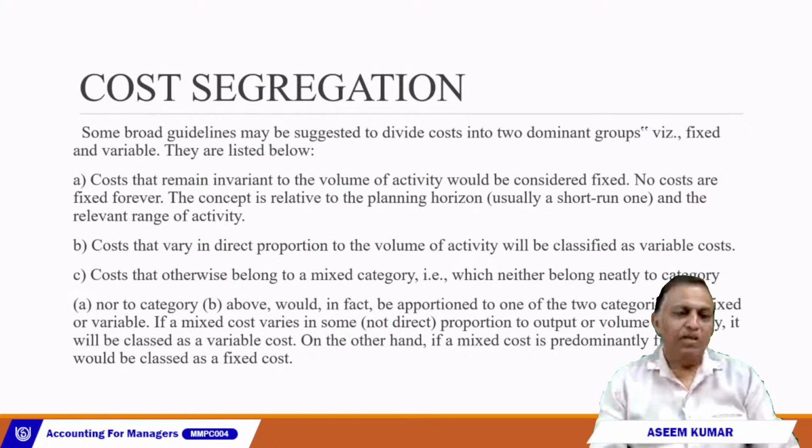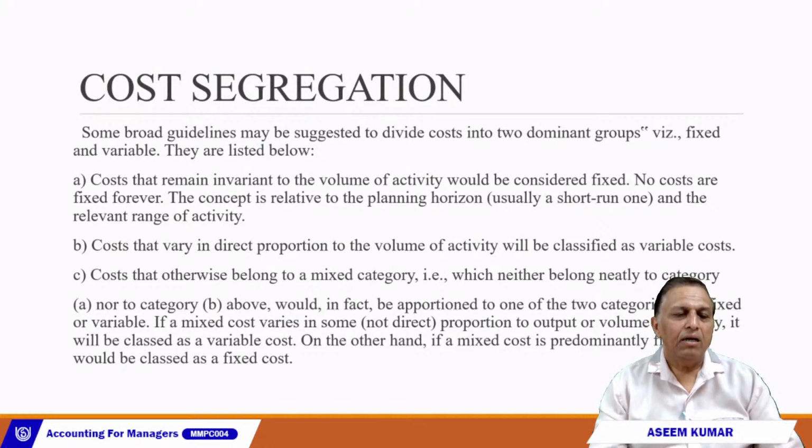Friends, once we know the cost, volume, and profits, we have to look at the cost segregation part as well. In the cost accounting block 2, we have discussed that we have the cost in two parts. One is the fixed cost, the other one is the variable cost. But invariably we can have a third category also. It could be a mixed category, which could neither belong neatly to category A or B.